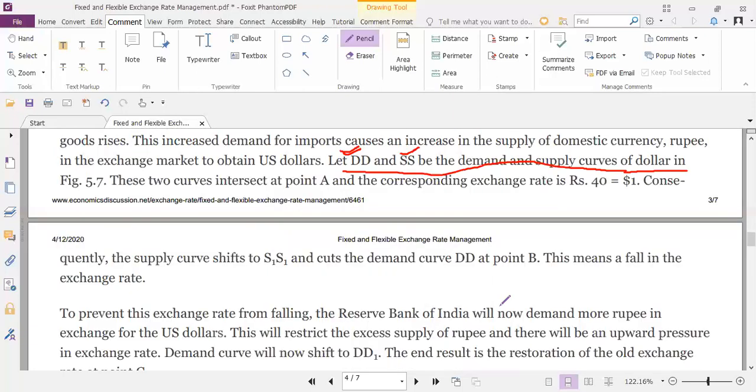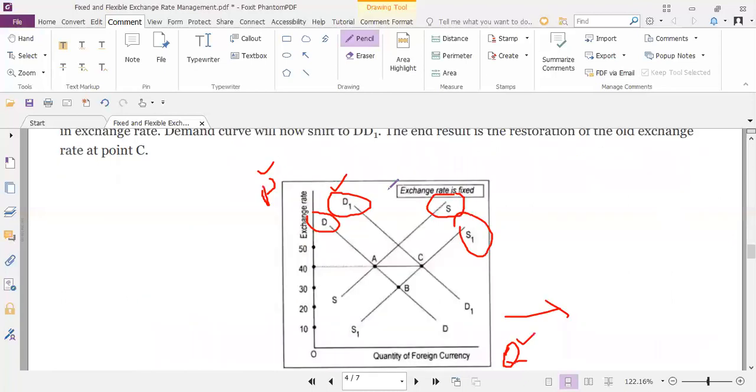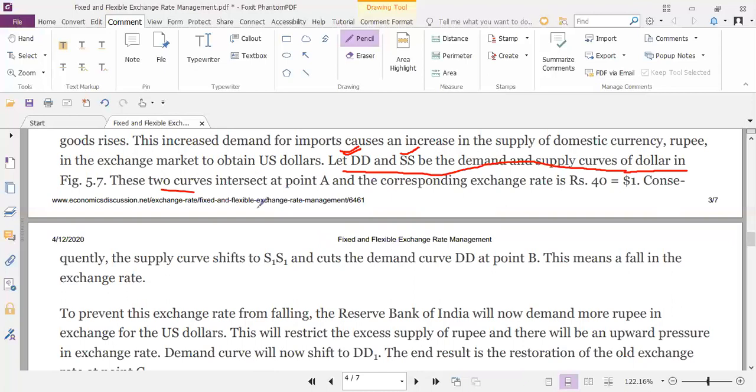Let us go back to this now. We were here. These two curves intersect at point A. Here you can see the DD curve and the SS curve, and both are intersecting at this point A. The two curves intersect at point A, and the corresponding exchange rate is 40 rupees equal to $1. So here they've taken the exchange rate as $1 equals 40 rupees.